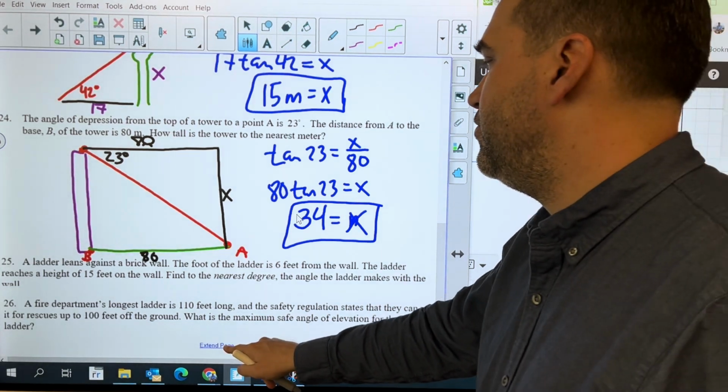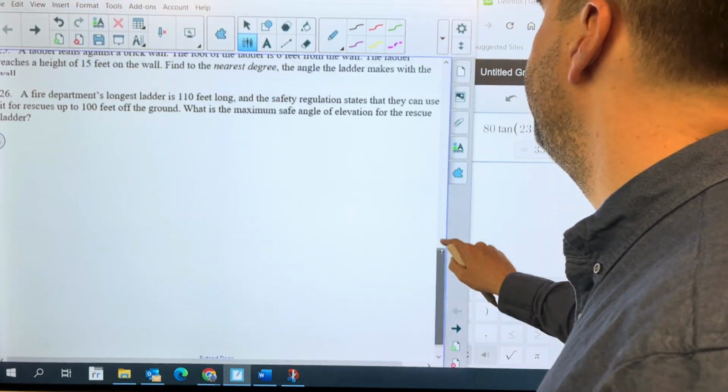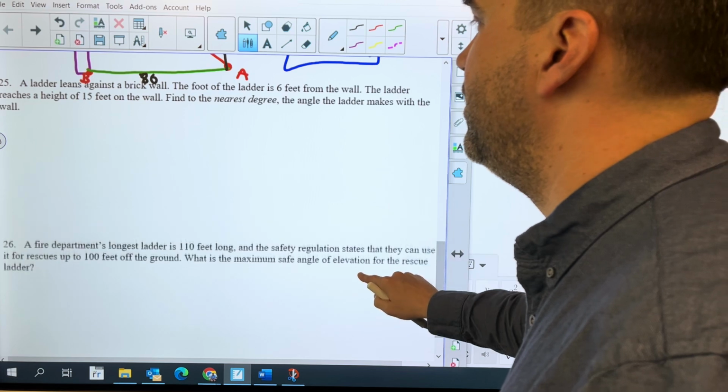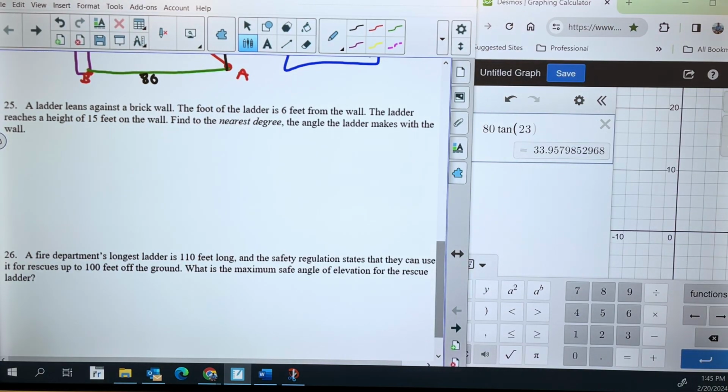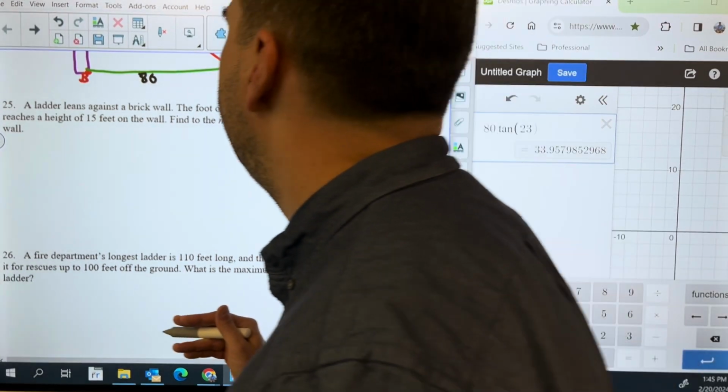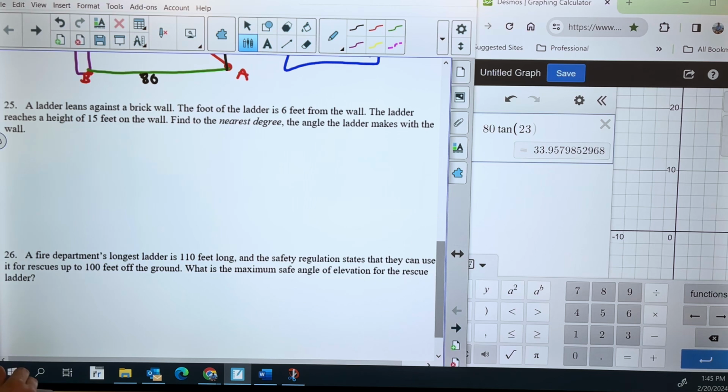Down to our last two. We've got the classic ladder problem. You're always going to see one of these ladder problems when you're talking trig. Ladder against a brick wall. Foot of the ladder is 6 feet from the wall. The ladder reaches 15 feet. And so what is that angle?